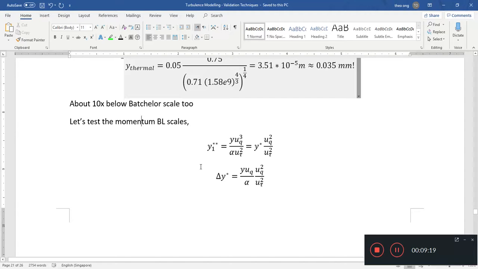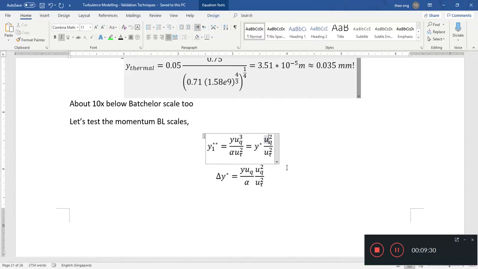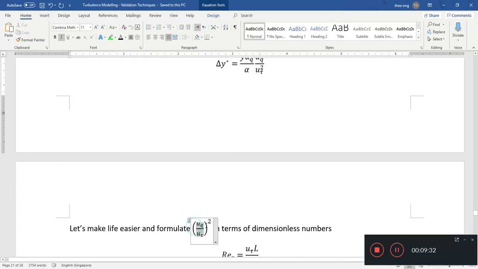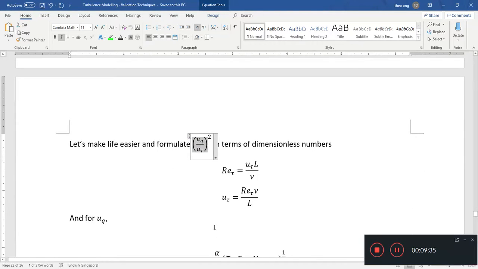So now let's just check with the momentum boundary layer scales. So we have our y star over here, and uq over u tau squared. We want to make our life easier by treating them in terms of dimensionless numbers. So how can we make uq into some dimensionless number? So remember the friction Reynolds number, and that is u tau times some length scale over the kinematic viscosity. Now we try and make u tau the subject, so that we have Reynolds number times nu over L, and that becomes u tau.